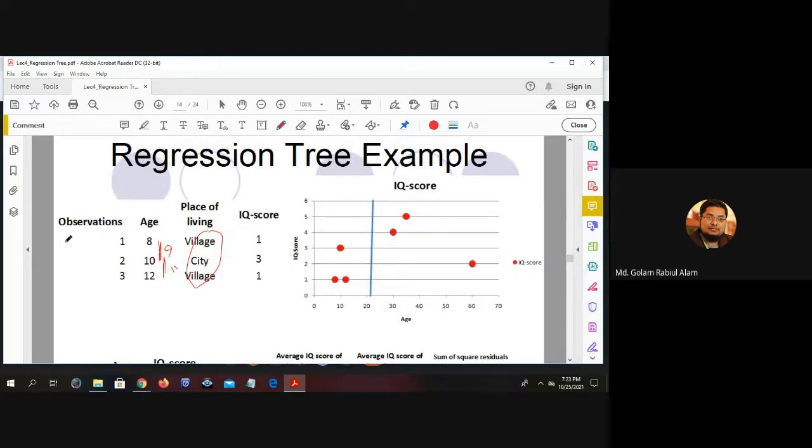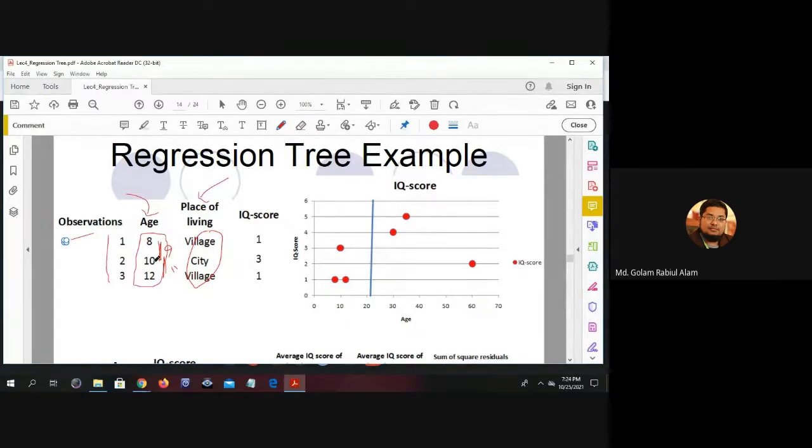Okay, now, so this is the data set. In this data set, we have only three instances. And again, we have to consider the age and the place of age. So, as we have only three instances, now ages 8, 10, and 12. Again, these are numeric values. In the case of numeric values, what we have to do, at first we have to sort. So we will sort that, and the corresponding IQ score will be changed also. So here it is already sorted.